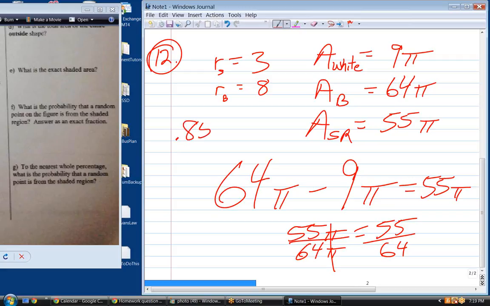How many places does she want that out to? Is it always 3? It says to the nearest whole percentage. Okay, what percent does that equal? 85%. Well, you'd round it up, right? Okay, so 86. So 86%.